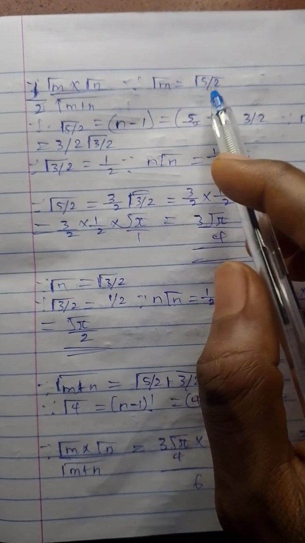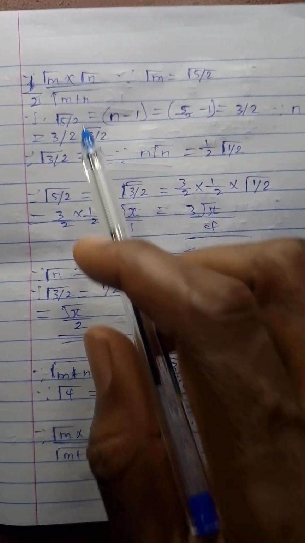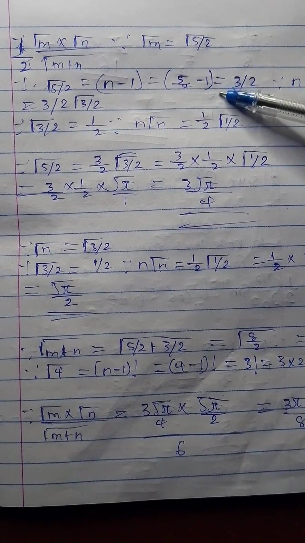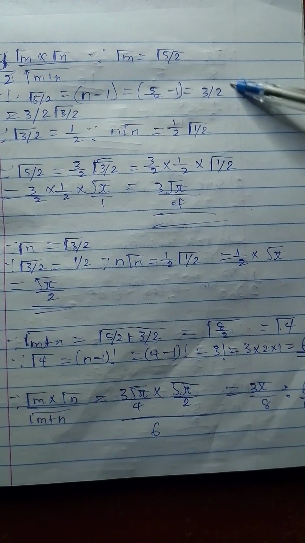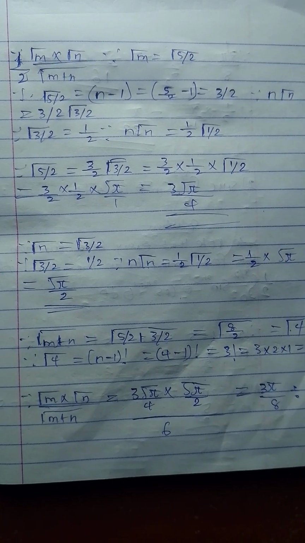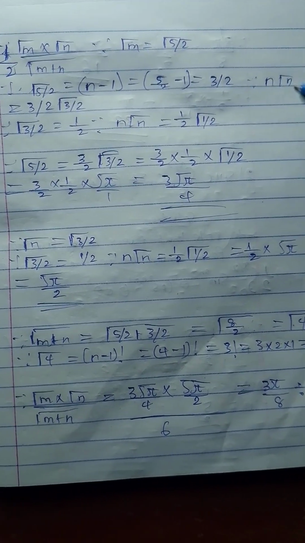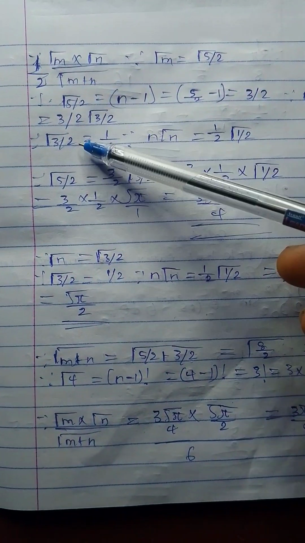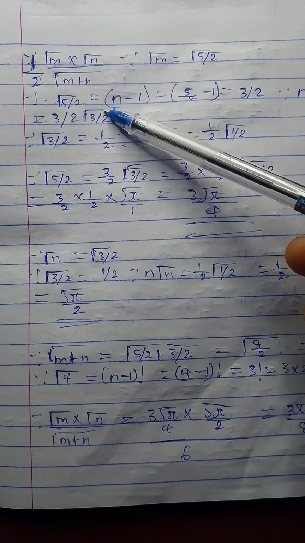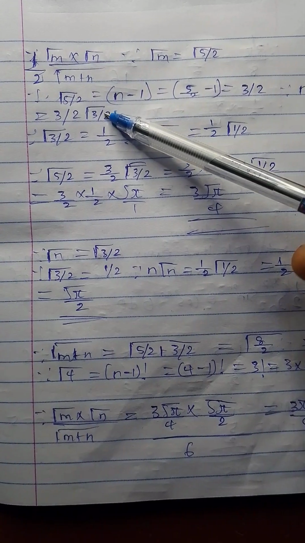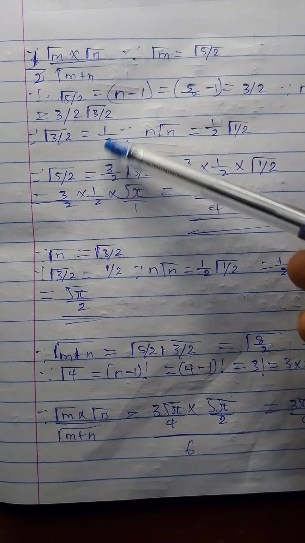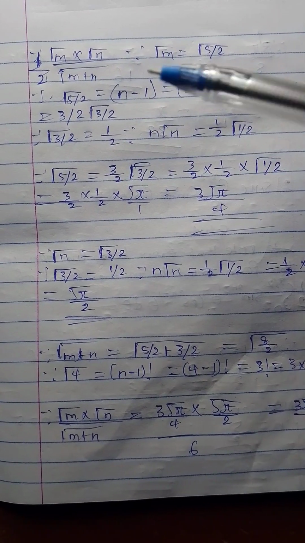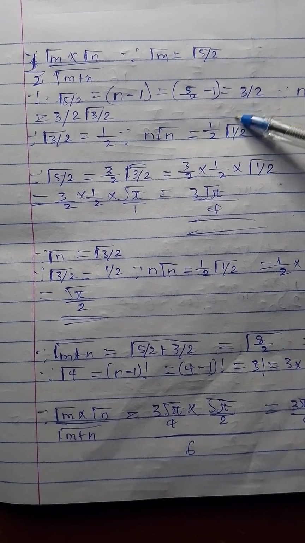Now the gamma of m is gamma of 5 over 2. By using the formula, bracket n minus 1, 5 over 2 minus 1 will give me 3 over 2. Your answer will be in the form of n gamma n, which is 3 over 2 gamma 3 over 2. So the gamma of 5 over 2 is 3 over 2 gamma 3 over 2. Now I have to find gamma 3 over 2. Gamma 3 over 2: 3 over 2 minus 1 is half, which will be represented in the form of n gamma n, which is half gamma half.